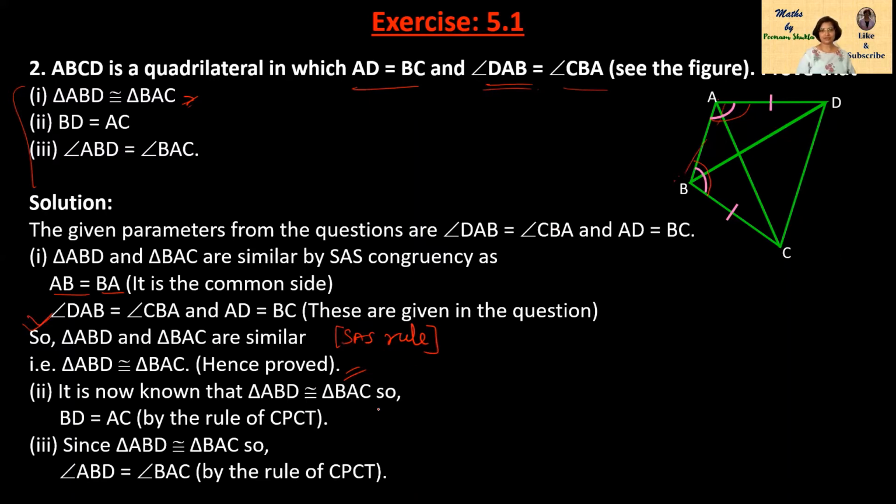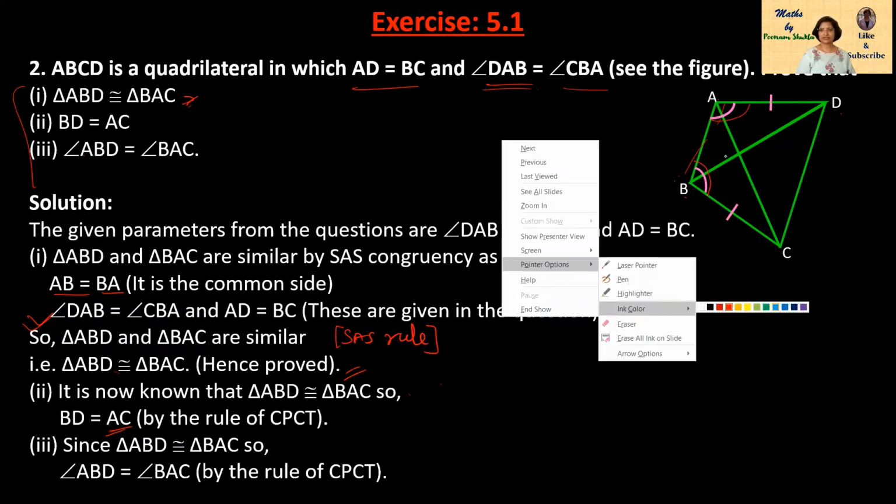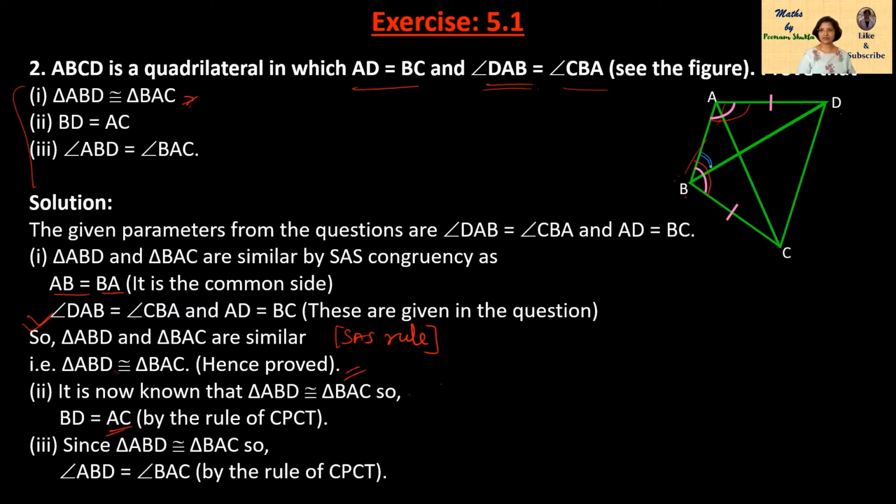By the CPCT rule, if two triangles are congruent, we can say all corresponding sides are equal. So here one side is AC and one side is BD. These are the corresponding sides in both the triangles and those will be equal. So that is proved. Now the third part is angle ABD equals angle BAC. Angle ABD means this angle. Let me change the ink, then I will make it more clear. Yeah. So this angle. Now this time you have to prove this angle will be equal to this angle, right?